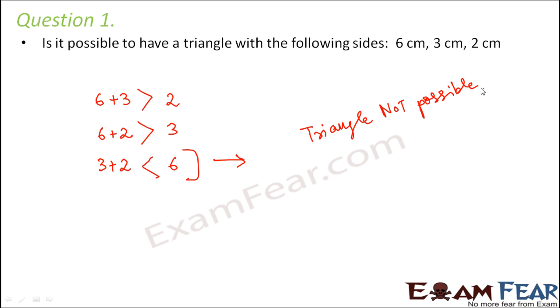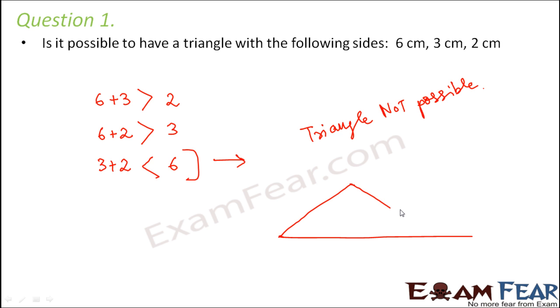So if you want, you can actually try it out. Take a ruler and draw a line of 6 centimeters. Then you try to draw a line of 3 centimeters. And then you try to draw a line of 2 centimeters. And you'll see that they'll never meet. They'll never form a triangle. So they will always remain somewhat like this. So you try it out yourself. You try all possible orientations and you will never be able to come up with a triangle.